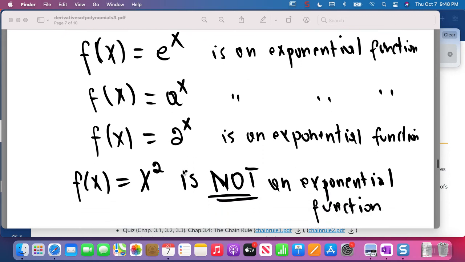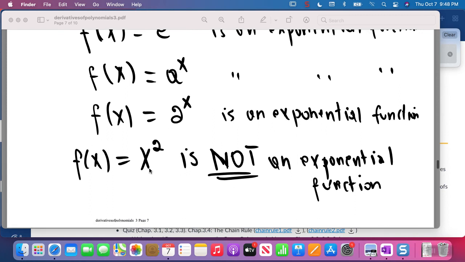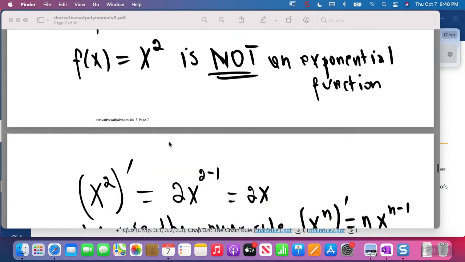So if we have cases like this, notice that these are not polynomials. Okay, a polynomial is this. So you have x, a variable raised to the power that is a number, a constant. An exponential function, you have a number raised to the x variable. Okay. So these are two different things. So you cannot use the power rule here when you're taking the derivative of an exponential function.